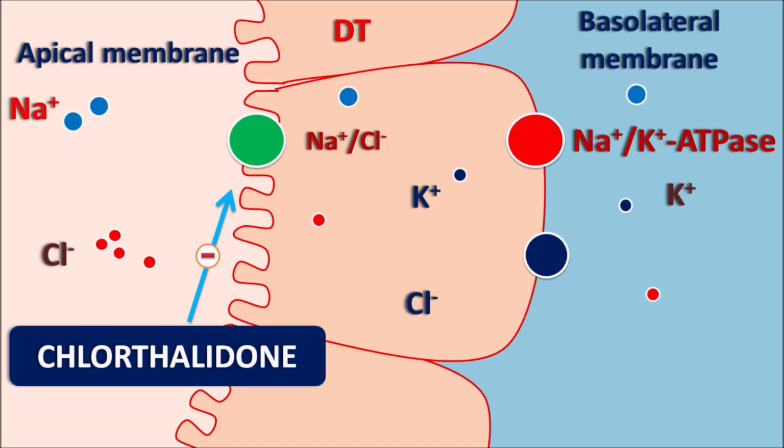Thereby it inhibits the reabsorption of sodium and chloride ions. And when these ions are not reabsorbed, they are going to be excreted through the urinary filtrate. In this way, chlorthalidone can increase the excretion of electrolytes like sodium, chloride, potassium and magnesium. What are the side effects?